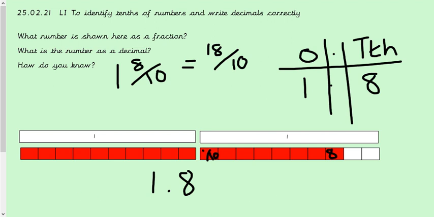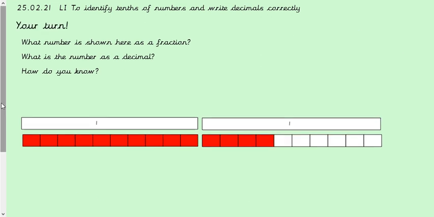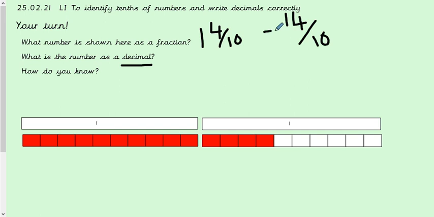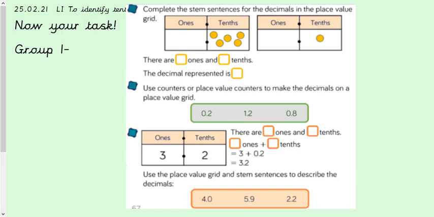Now it's time for you to have a go. Can you write it as a fraction and as a decimal? The decimal is what I mainly want, so don't worry too much about the fraction, but try and use it. Write it as a decimal for me. So as a fraction, it would be 1 whole and 1, 2, 3, 4 tenths, or 14 tenths, either one. As a decimal, it would be 1.4, because there's one whole, which is 1, and then 4 tenths left over, so 1.4.